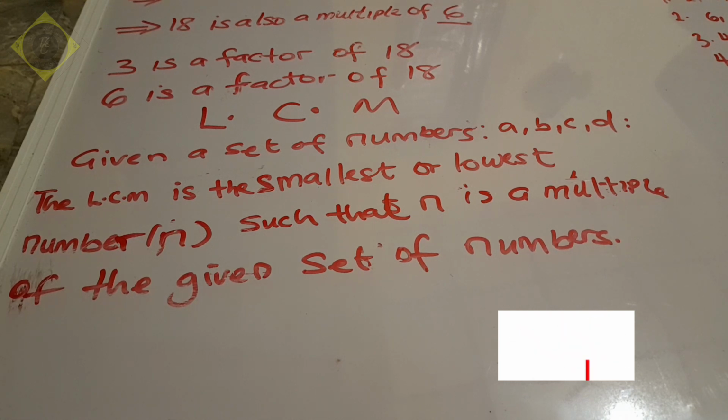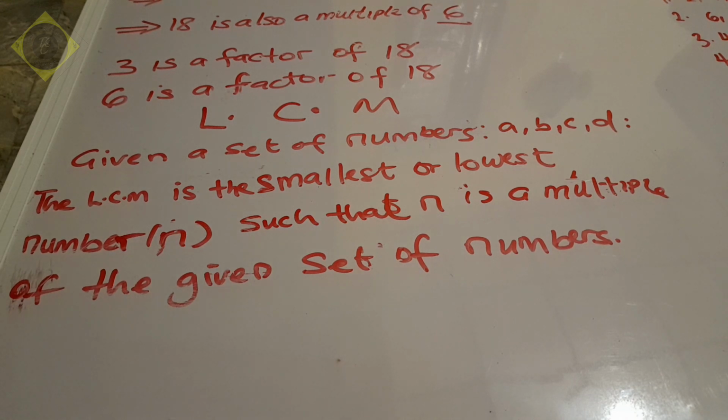Remember, I told you that a multiple of a number is either equal to that number, in the case of that number multiplied by 1, or greater than that number. So, given a set of numbers A, B, C, D, the LCM is the smallest or lowest number n, such that n is a multiple of the given set of numbers. Any multiple of a given set of numbers such that it is the lowest is the LCM.